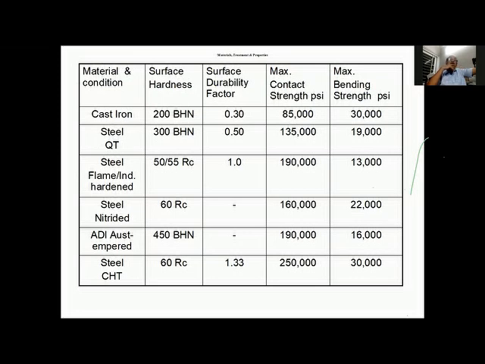When we come to carburized, hardened and tempered steel gears, 60 HRC is a very common specification and can be achieved. You'll find that the surface durability factor is highest. The contact stress that can be tolerated is also very high, 300,000 psi, and the bending strength is also the highest available among the other materials.